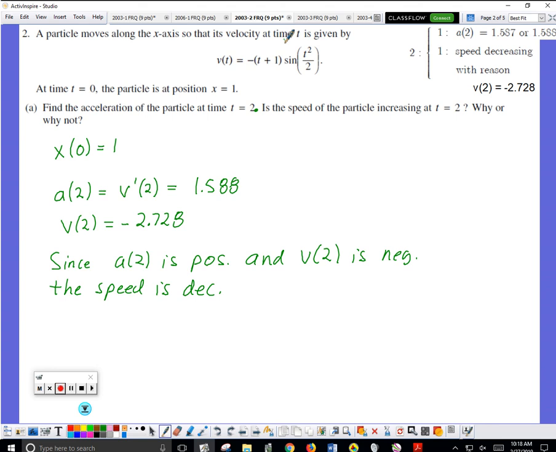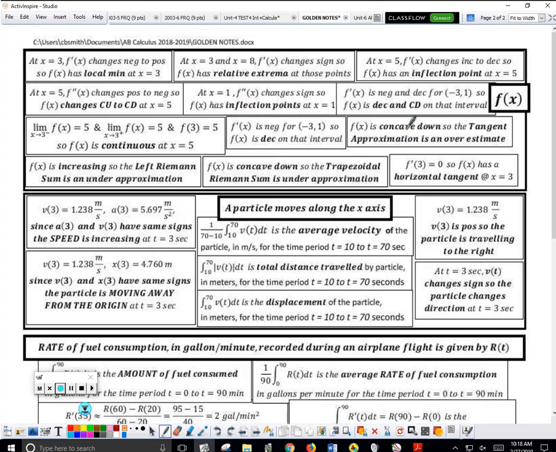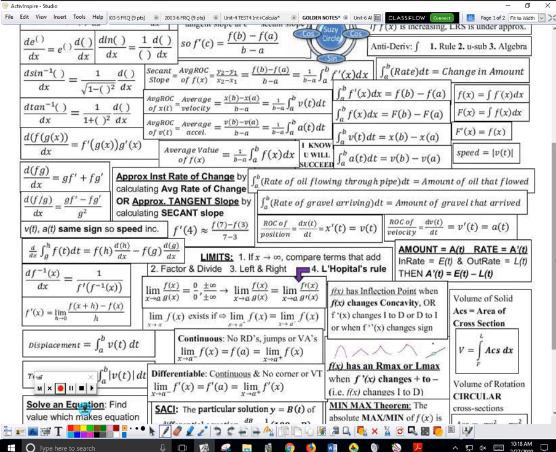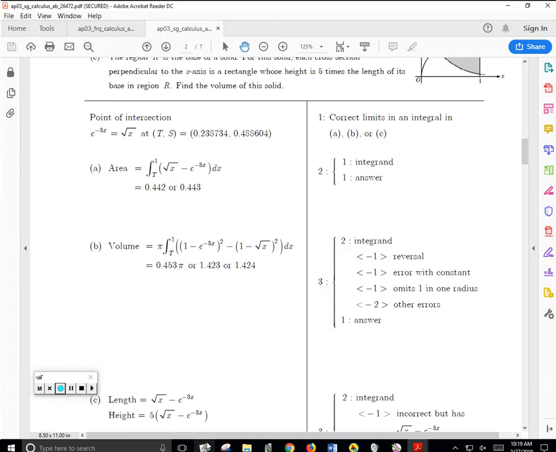Okay. Then it says, is the speed of the particle increasing at time equal to 2? Why or why not? Just to help you get familiar with the golden notes, so it can help you remember everything you've learned this year. There's a little reminder right down here on the left. If velocity and acceleration have the same sign, the speed is increasing. I didn't write the other cases because once you see that, your brain will go, oh, that's right. If the signs are different, speed decreases. Pretty good? Cool.